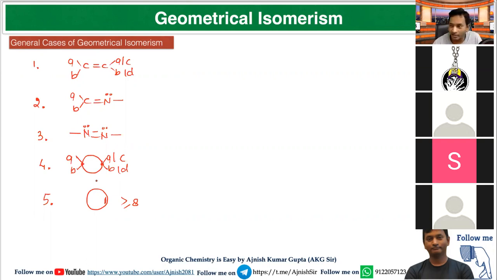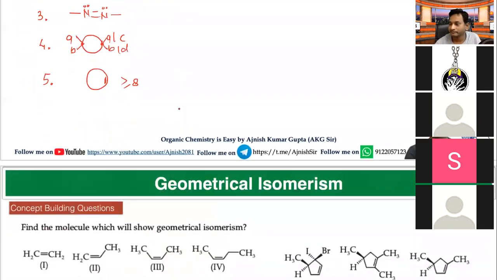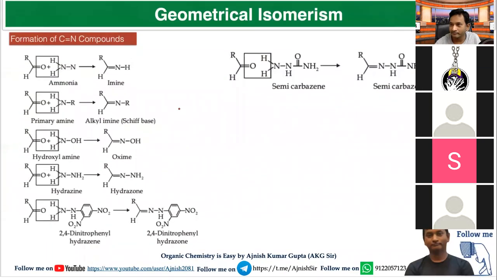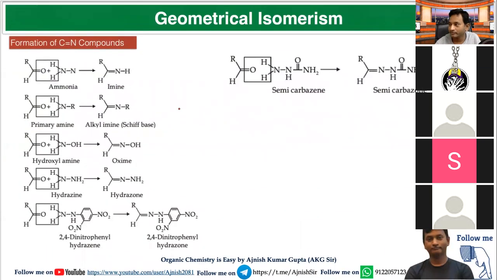Yes, sir. You have done many questions to find molecules which show geometrical isomerism. Now we are going to learn how this carbon double bond nitrogen will be formed. Okay, write the heading: formation of carbon double bond nitrogen. Write it down.